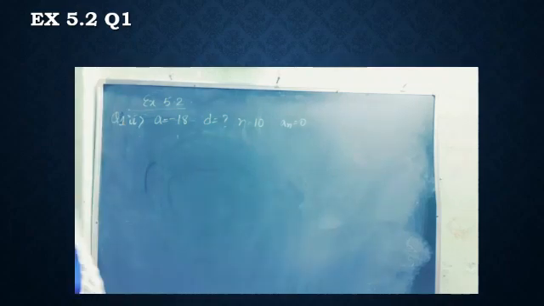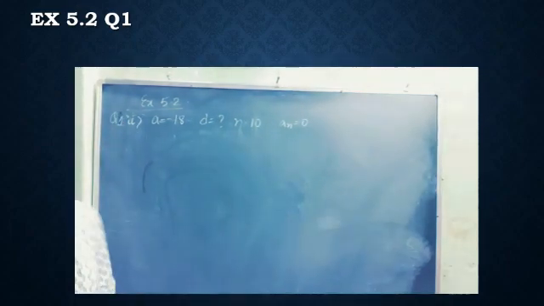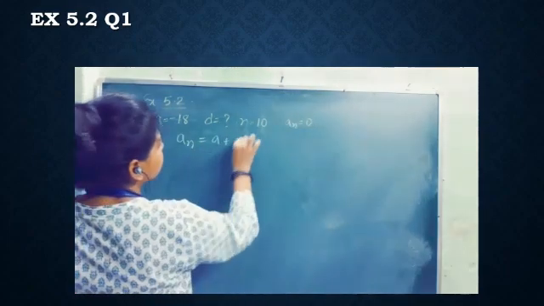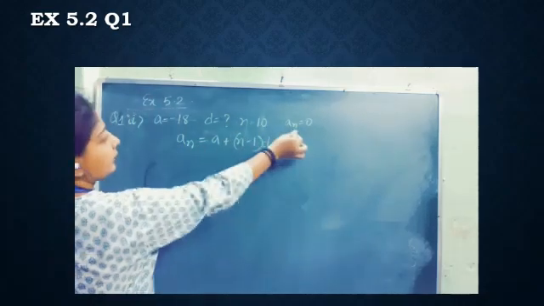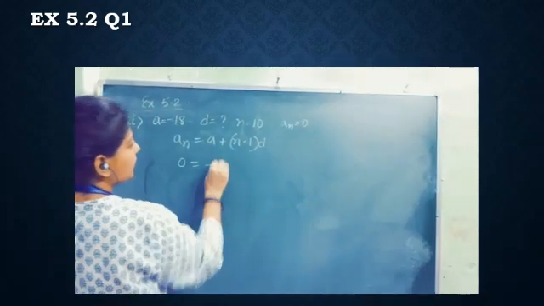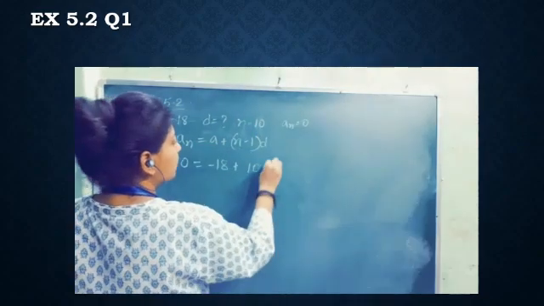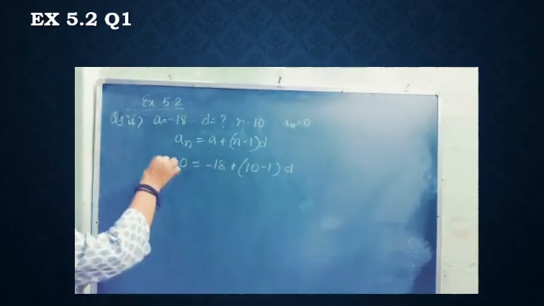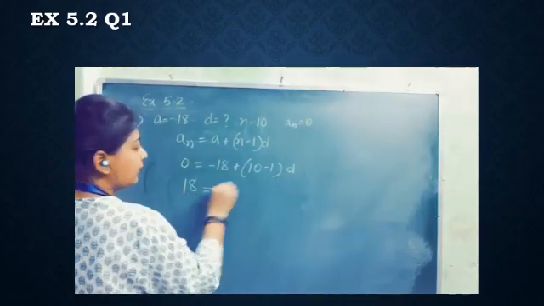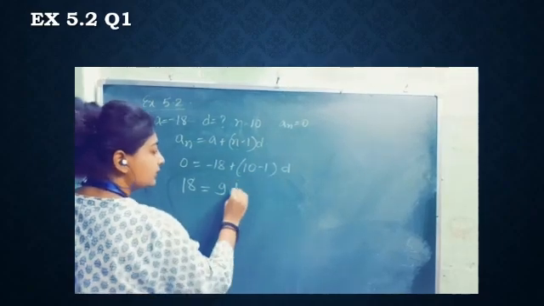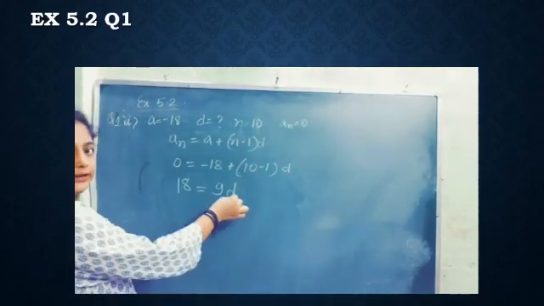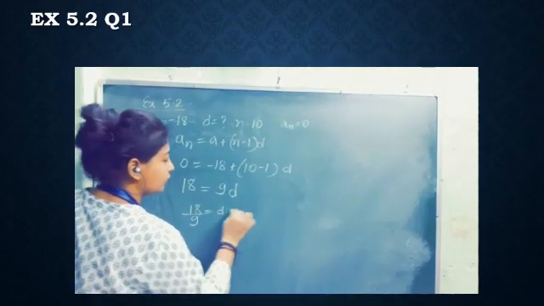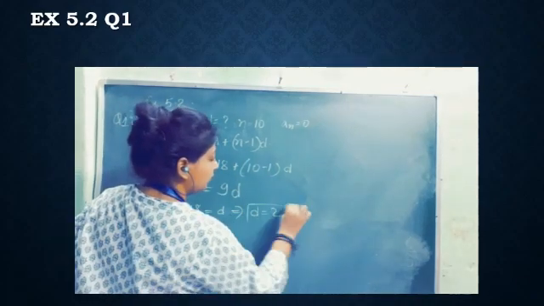In the second part, I have the value of a as minus 18, d we have to find out, n equals 10 and an equals 0. So again, by putting the values in the formula, we can write an as 0, a as minus 18, n as 10 and d we don't know. So when this minus 18 goes on the other side of the equation, it becomes plus 18. 10 minus 1 gives us 9 and this is multiplied with d. When 9 goes on the other side, it comes in the denominator. 18 by 9 equals d. This gives us the value of d as 2.